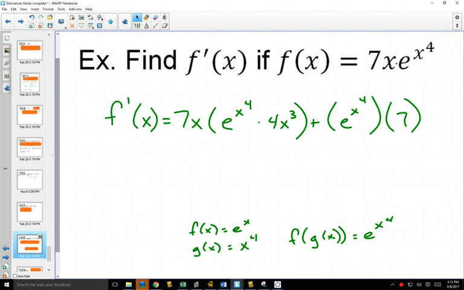So the e to the x to the 4 is a chain rule. The inside function is the x to the 4. The outside function is the e to the x. At the bottom there, I just showed how that works with function notation. If you made your inside function x to the 4, can you see how it's inside of the e to the x function using that function notation? Yeah?